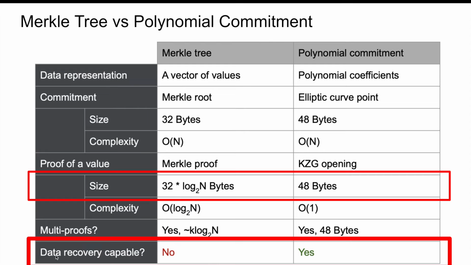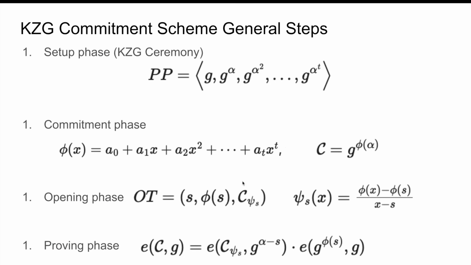This data recovery capability is not needed for EIP 4844, but for full sharding, which will scale Ethereum to 100k transactions per second, it is needed, which is why we are currently doing the hard work of incorporating this polynomial commitment scheme, which will eventually be utilized in full danksharding. And the specific polynomial commitment we are going to use in EIP 4844 is called the KZG polynomial commitment scheme. I will explain very briefly what exactly the steps are in the KZG commitment scheme.